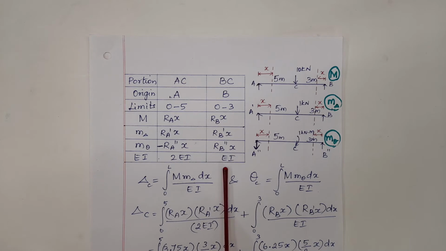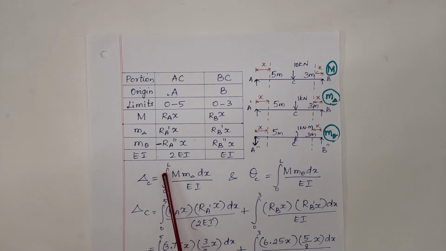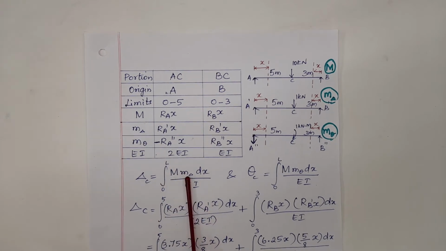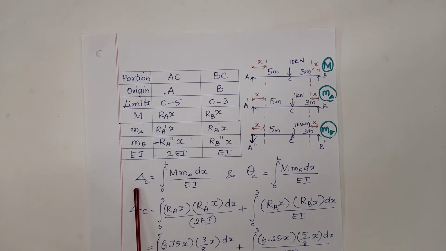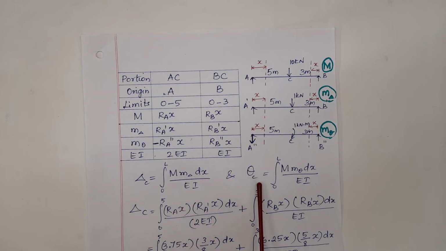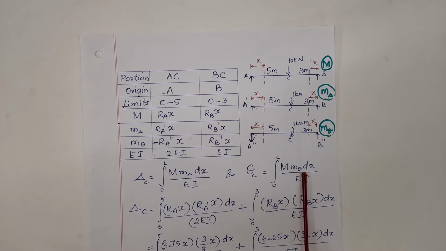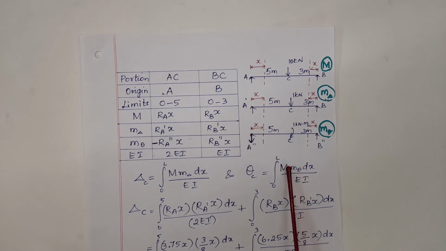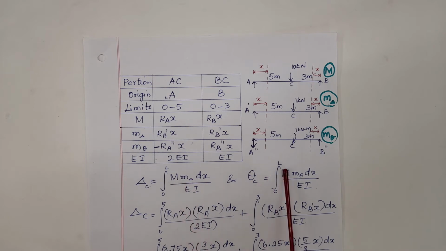In the unit load method, deflection is written as the integral from 0 to L of M m dx by EI. This m I have denoted as m delta to determine the value of deflection. The same expression I have given for rotation. To find the value of theta, again the integral between the limits 0 to L of M m dx by EI. This m is denoted with theta, telling that this moment expression has to be taken for calculation of theta. Capital M expressions remain the same, written due to the given load system.